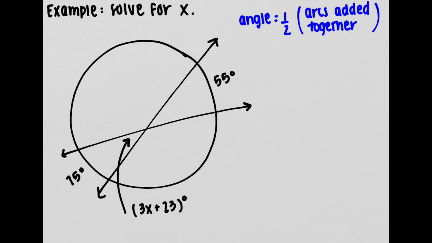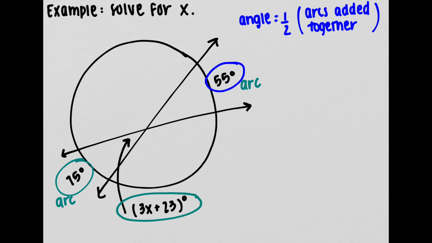So for this last example, we're going to actually introduce the algebra into it. We're still using that same formula where the angle is equal to 1/2 of the arcs added together. So again, I'm going to label everything. Here, this 55 is on the outside, so it is going to be an arc. Same thing with this 75, it's on the outside, it is also an arc. Now the last thing we have is this algebra piece, 3x plus 23, and if you notice, it's pointing inside here to the angle. So this is our angle.